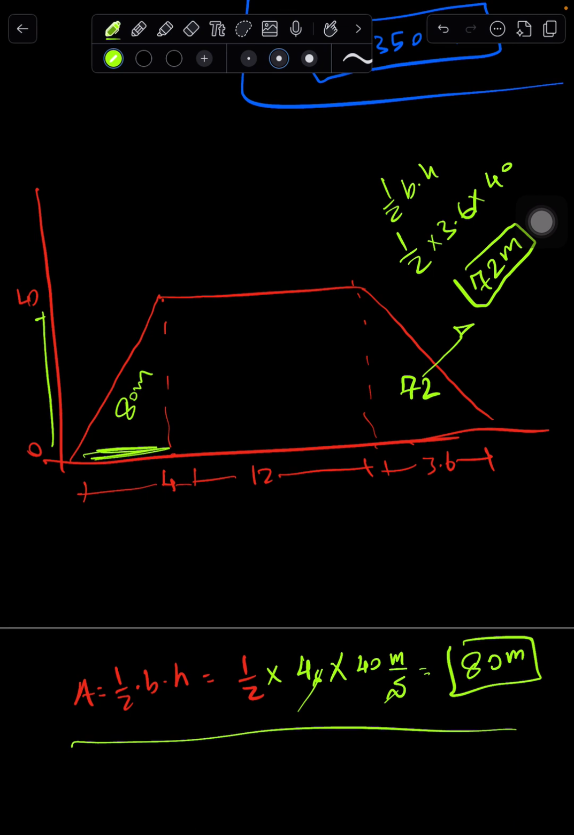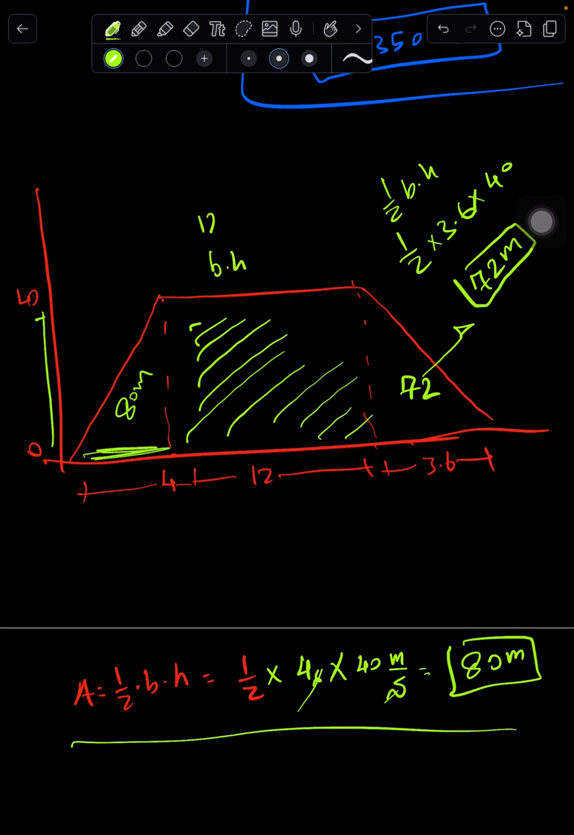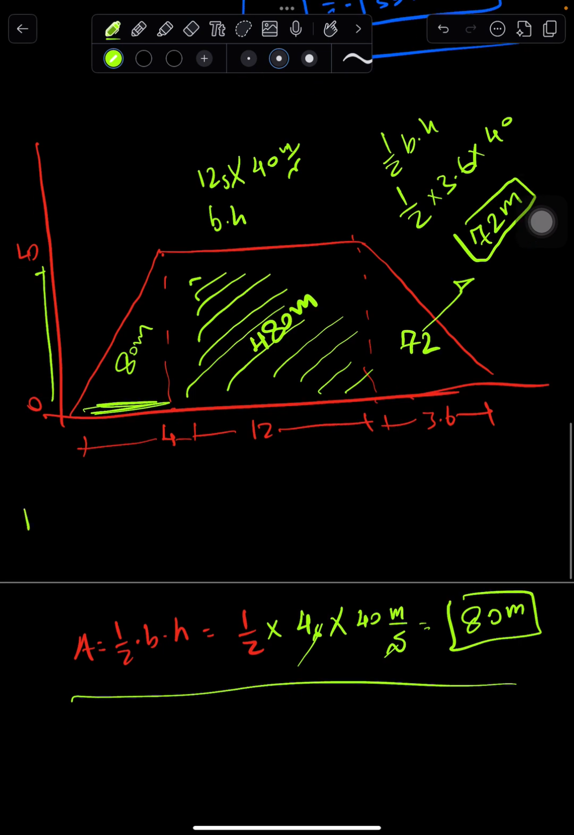Okay, and finally, we still have to find the distance traveled while the car is moving in constant motion. And this distance is just the area of this rectangle, which is base times height. So it's 12 seconds multiplied by the height, which is 40 meters per second. And that gives you 480 meters.